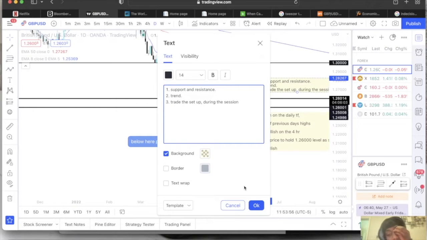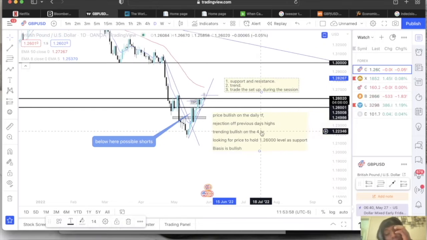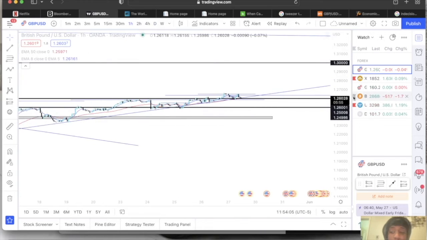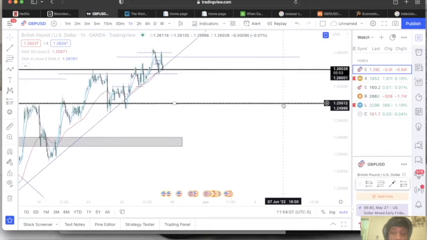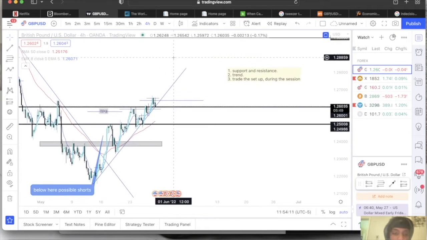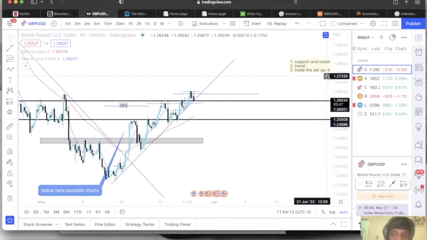And why this is important: you might see a setup during the day, but is it during London session? No, so you can't take the trade. The trade might go in your favor, but over the long run, you have to learn to let those trades go.